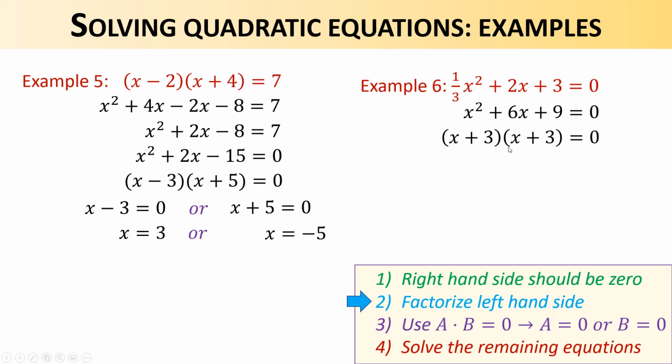x plus 3 times x plus 3 is 0. And that means that one of these factors has to be 0. Well, both factors are the same, so actually we have less work to do because the only option is that x plus 3 equals 0. And if x plus 3 equals 0, then solving this simple linear equation, x equals minus 3.